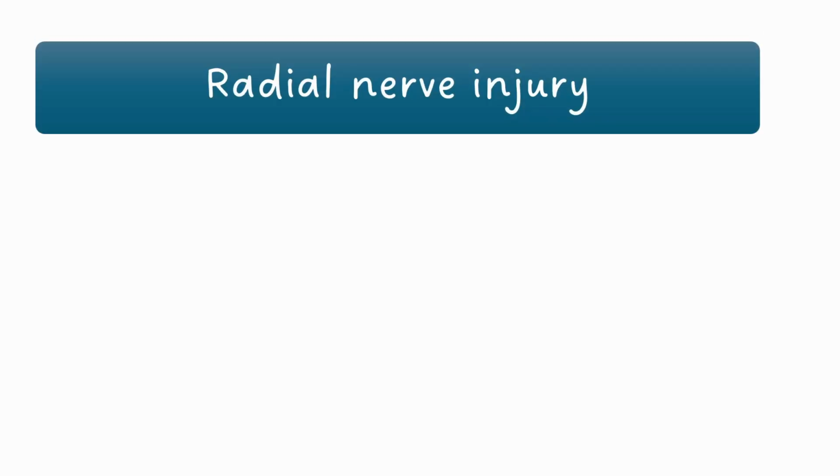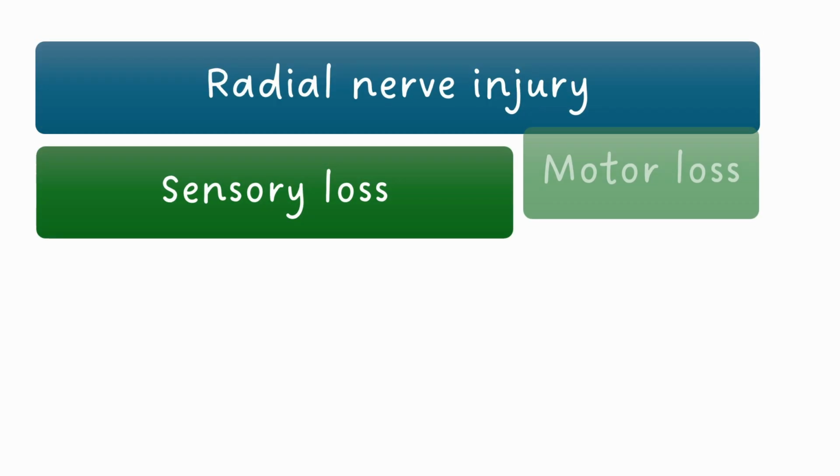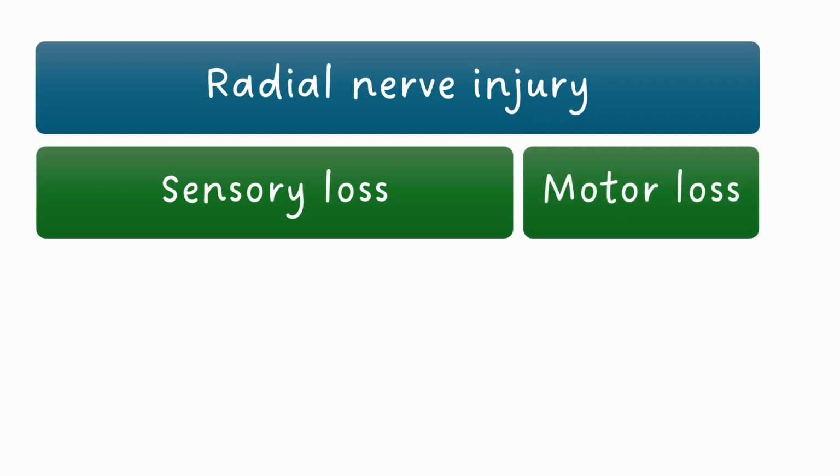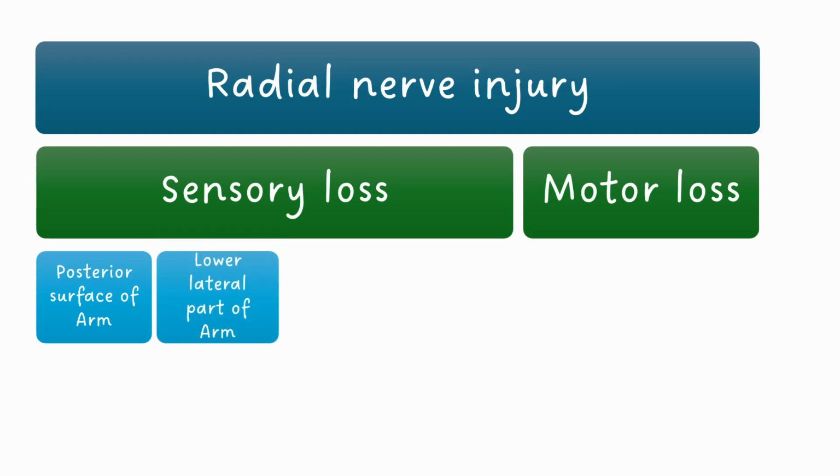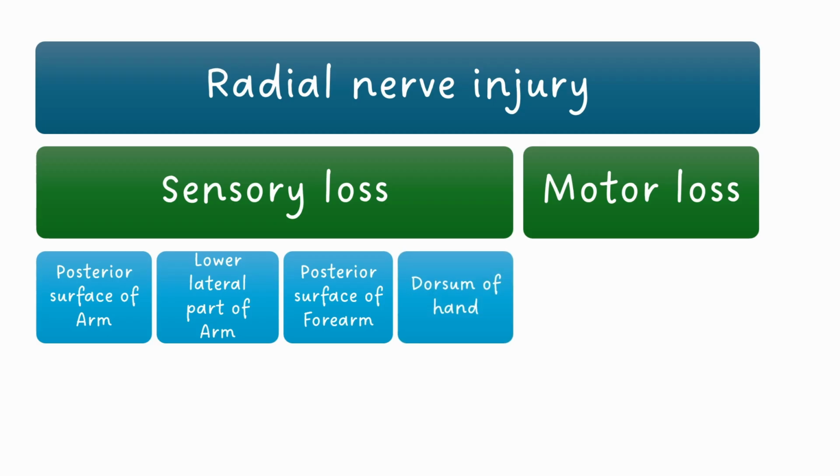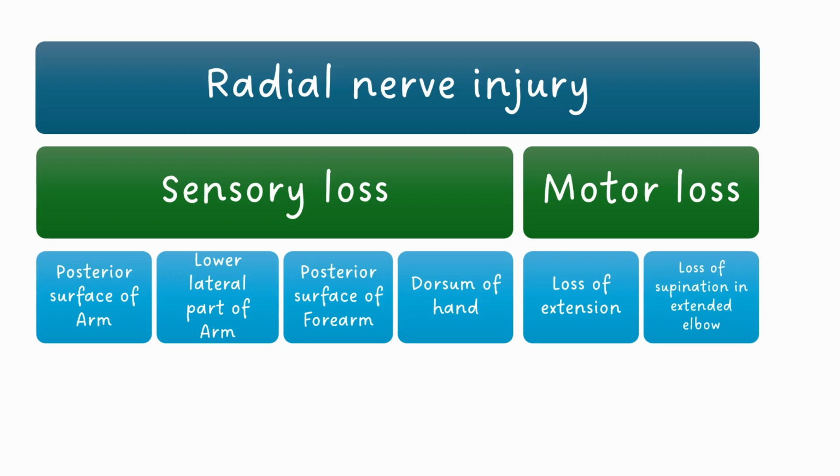Radial nerve injury results in both sensory loss as well as motor loss. The sensory loss is mainly seen on the posterior surface of the arm, the lower lateral part of the arm, the posterior surface of the forearm and the dorsum of the hand, as well as the lateral 3.5 digits except for the nail beds. The motor loss we see is the loss of extension and the loss of supination in extended elbow. These sensory and motor losses depend upon the site of the radial nerve injury.